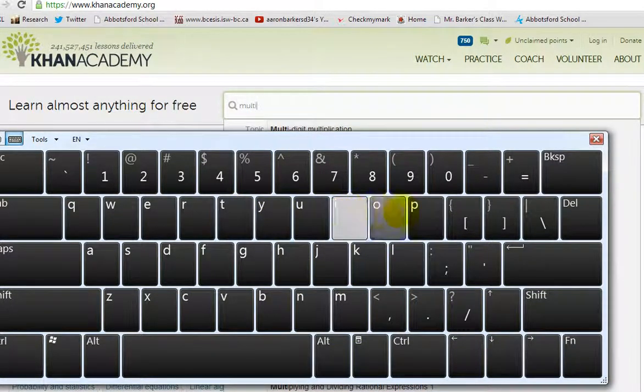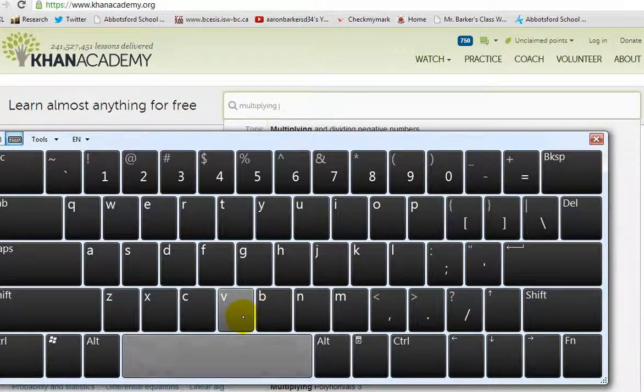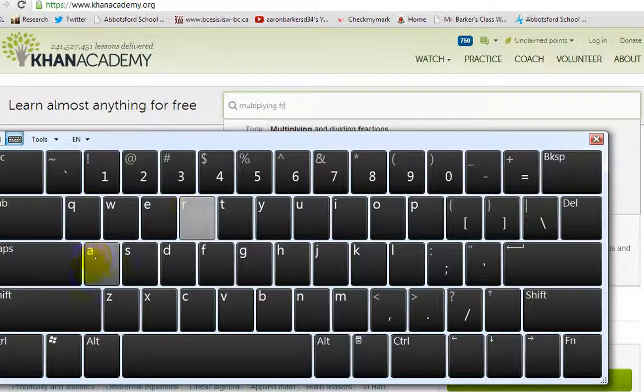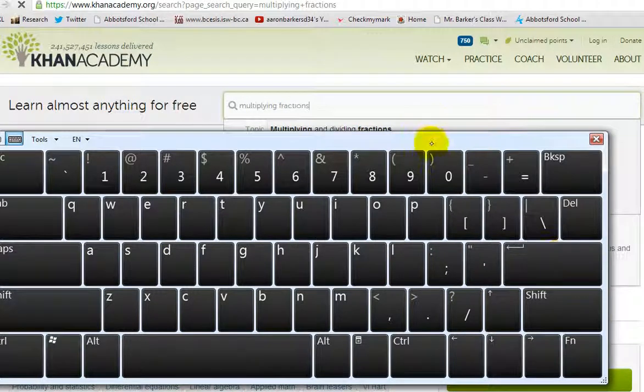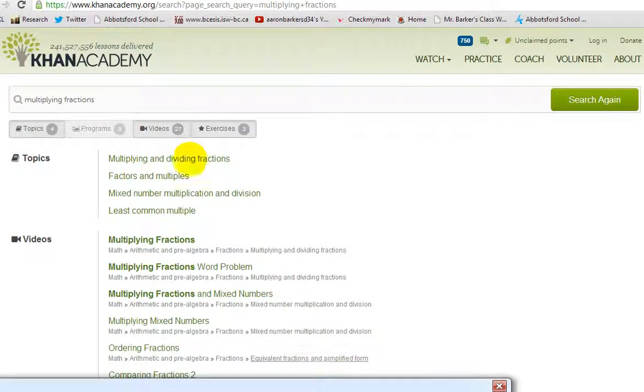So the title of each day kind of tells you what we're doing. Type that into the search, see what comes up. Multiplying, dividing fractions. Perfect. Let's watch.